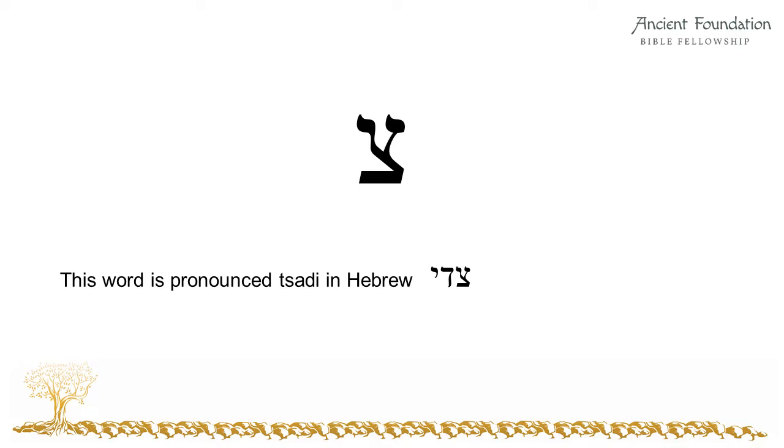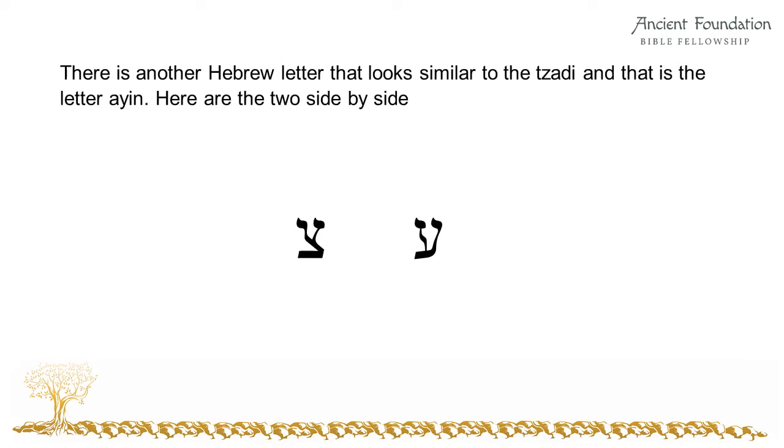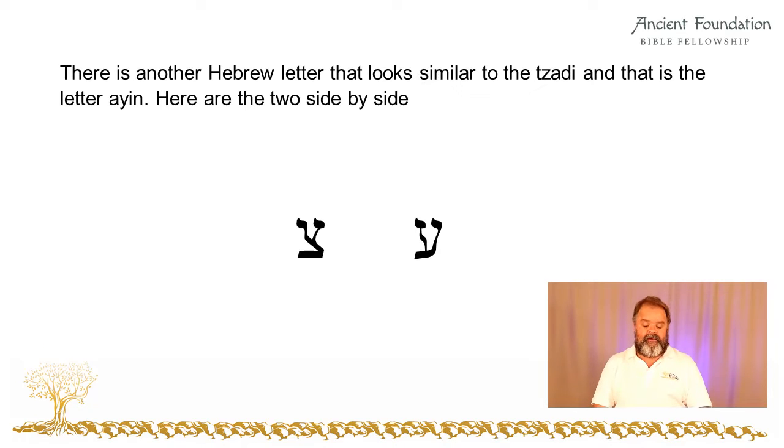It looks a little like a lowercase English Y with a flat bottom. Now there is another Hebrew letter that looks very similar to the Tzadi, and that is the letter Ayin. And here are the two side by side. We see the Tzadi on the left, and we see the Ayin on the right. Now, depending on the Hebrew text font you are reading, these letters can be challenging to distinguish one from another. It's just something to be aware of.